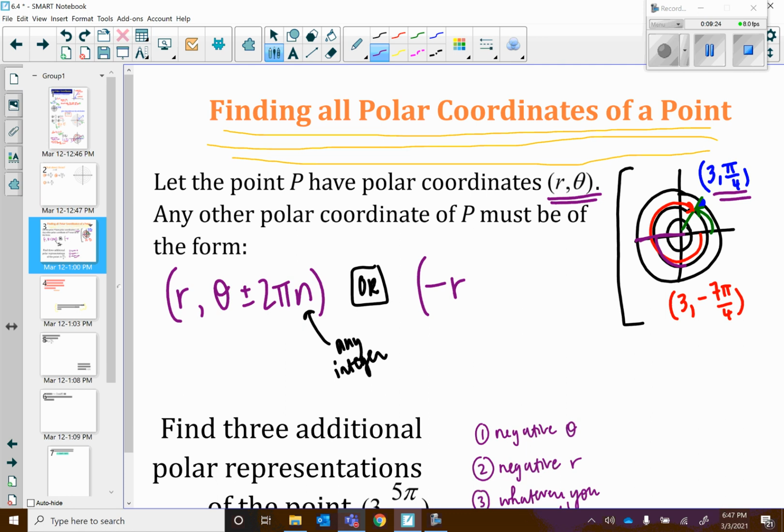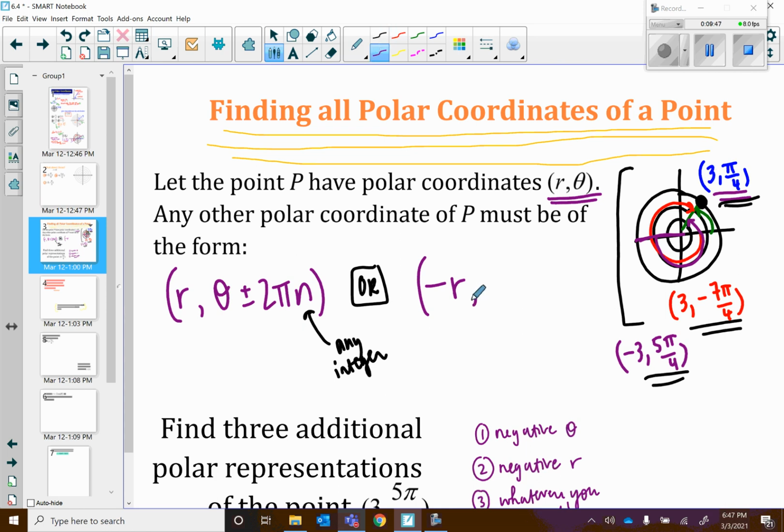Well, that would be 4 pi over 4. That would be 5 pi over 4. This would be negative 3, 5 pi over 4. All 3 of these polar coordinates right here are the exact same point. They're this point right here. So how can I write this in a general form?